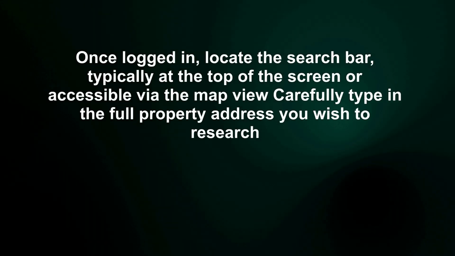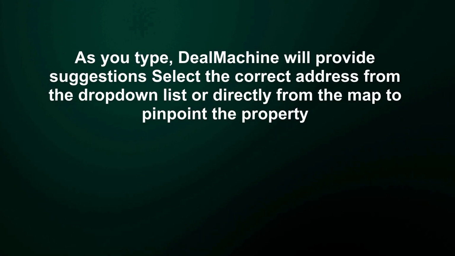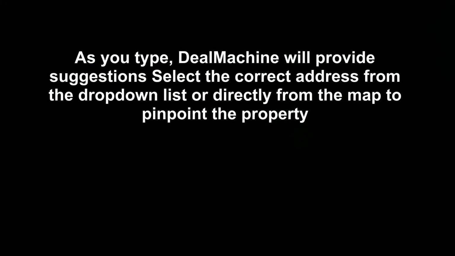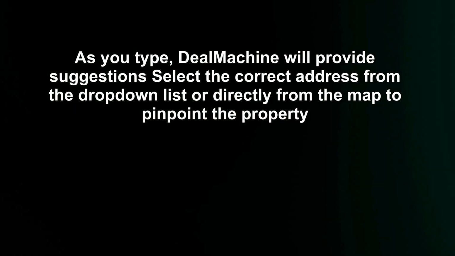Carefully type in the full property address you wish to research. As you type, Dealmachine will provide suggestions. Select the correct address from the drop-down list or directly from the map to pinpoint the property.